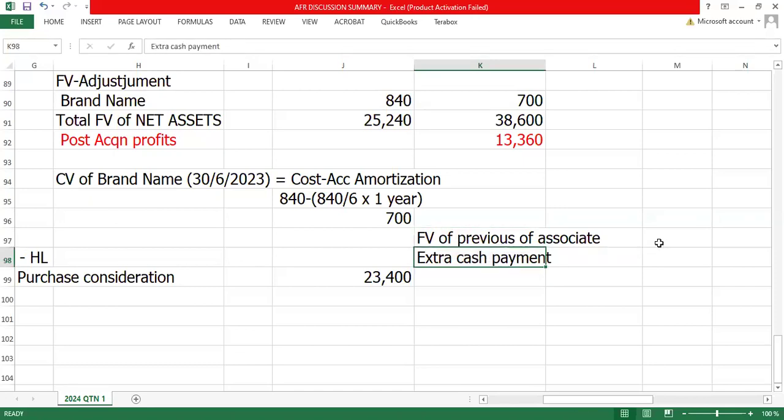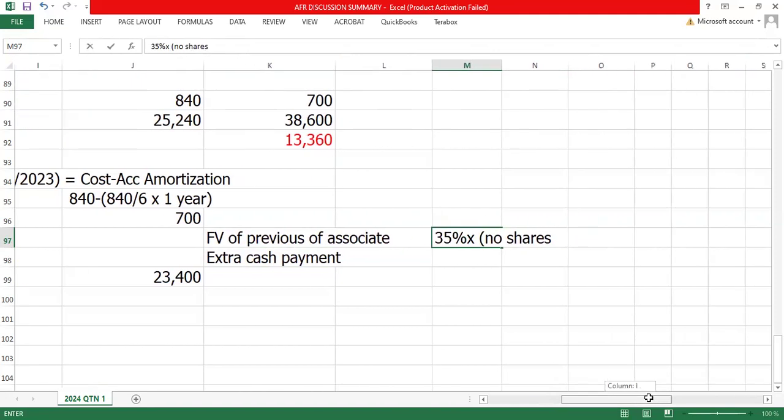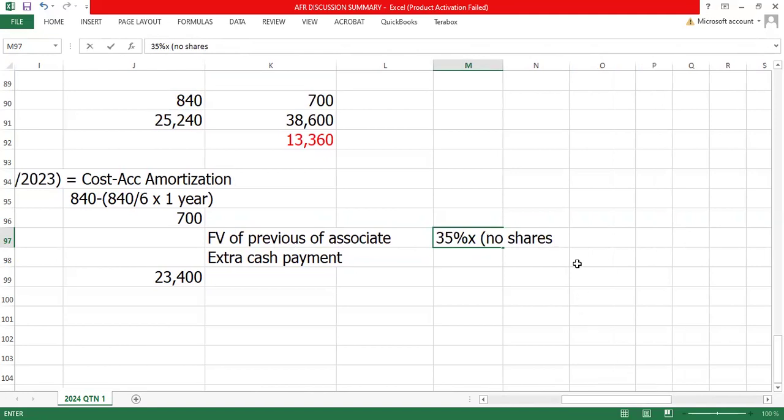So for the fair value of the previous associate, let's say initially it was 35 as an associate times the number of shares you had in that associate, then times the share price at the time you changed the stake. At the time you gained the control, what was the share price? That's how you get the fair value of the previous associate.